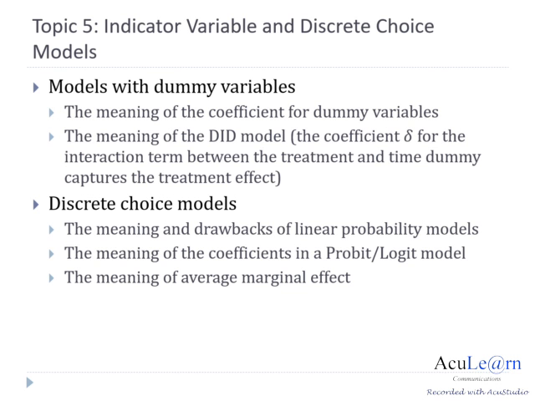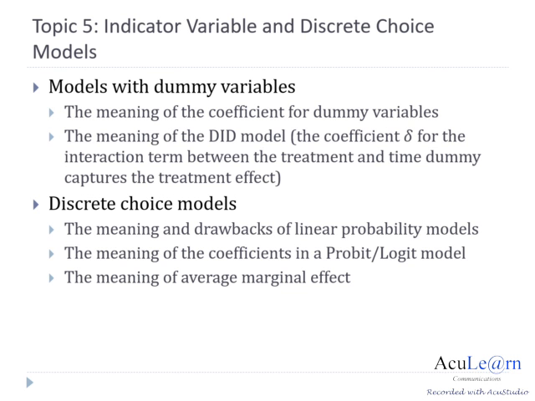So at least you need to know roughly the meaning. In the DID model, you just have two dummy variables, right? You have the time dummy and the treatment dummy. The treatment dummy is 1 for the treatment group and 0 for the control group, and the time dummy is 0 for before and 1 for after. If you put the two dummy variables and the interaction term into the regression, together with a constant, then the coefficient for the interaction term between the treatment dummy and the time dummy measures the treatment effect.